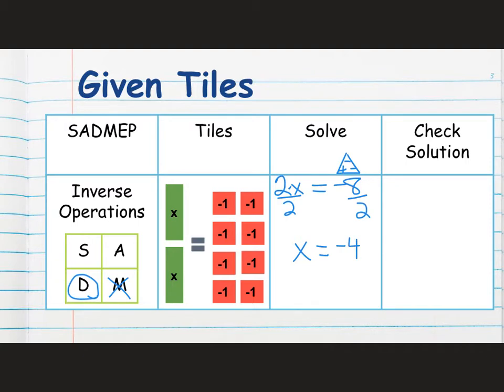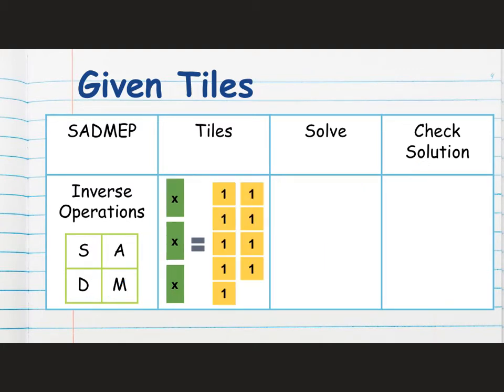Now, can I always check my solution? Well, of course I can. 2 times -4 should equal -8. And when I multiply, right, two groups of -4, that gives me -8. And does -8 equal -8? I can say this is true. So -4 is a correct solution. Let's do our next problem.